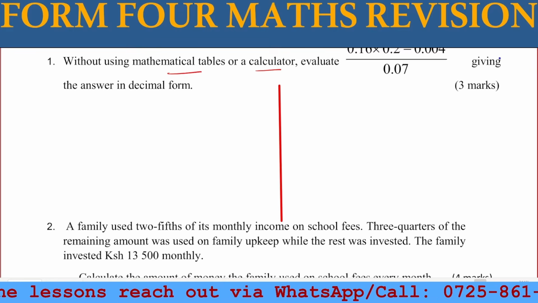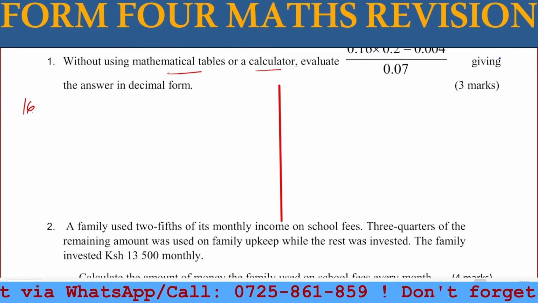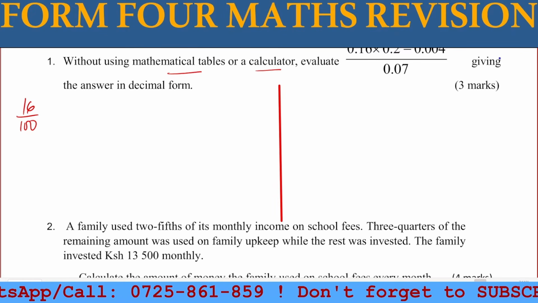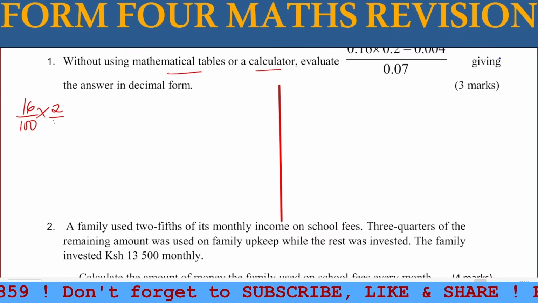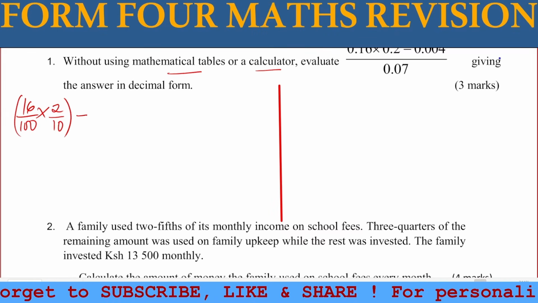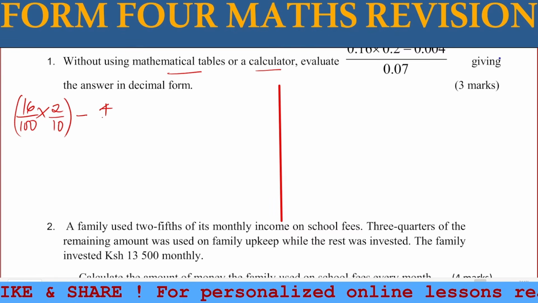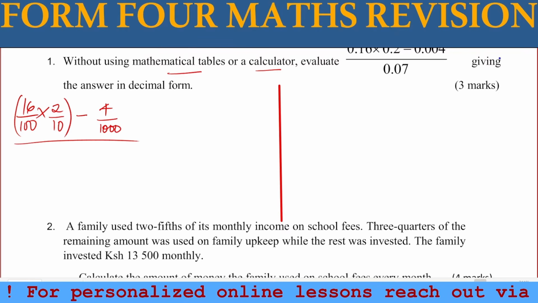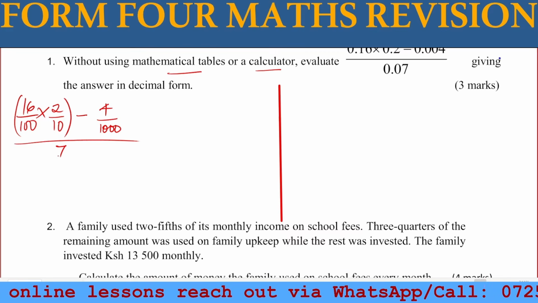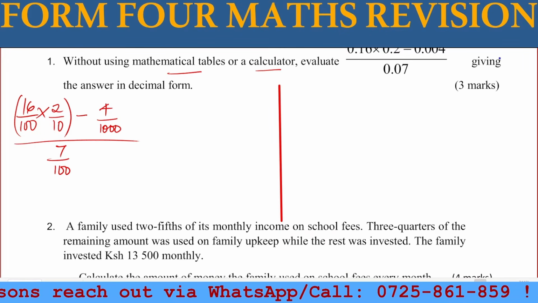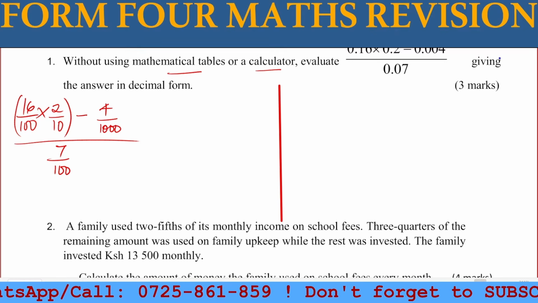Look at the numerator. 0.16 is equivalent to 16 divided by 100, multiplied by 0.2, which is the same as 2 divided by 10. And then we're subtracting 0.004. 0.004 written in fraction form will be 4 divided by 1000. And then for the denominator, 0.07, that is 7 divided by 100. Once you've done that, this will simplify your workings.